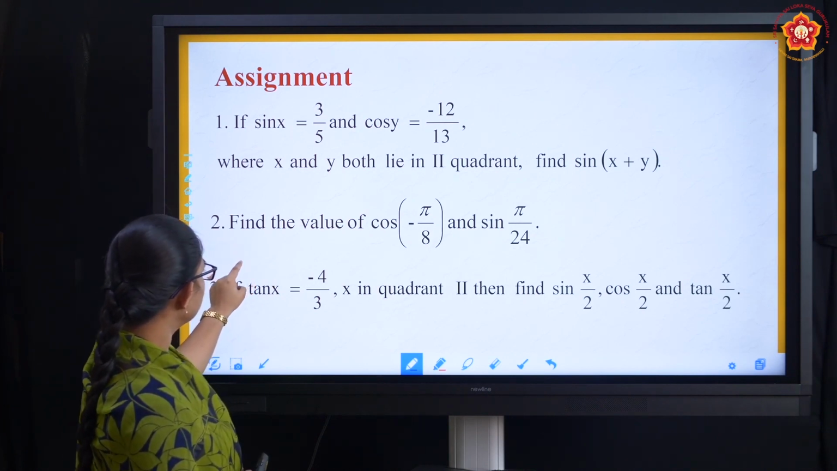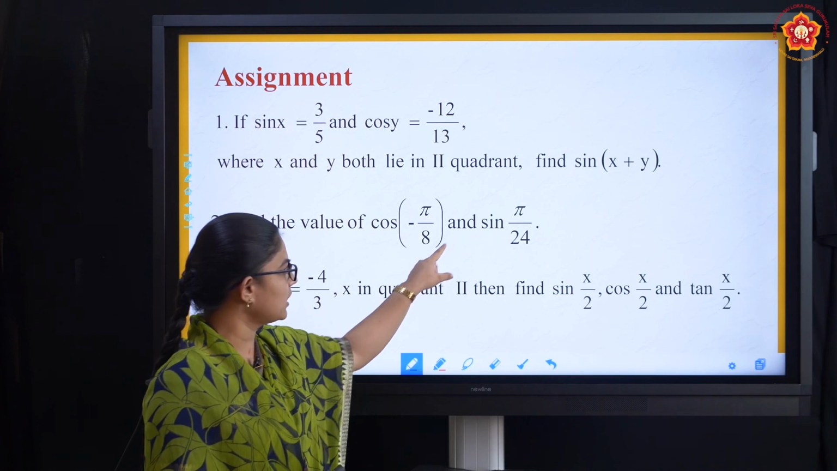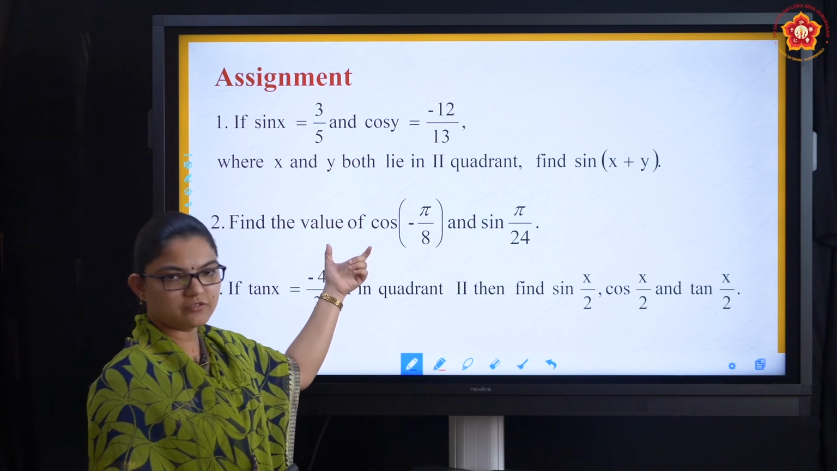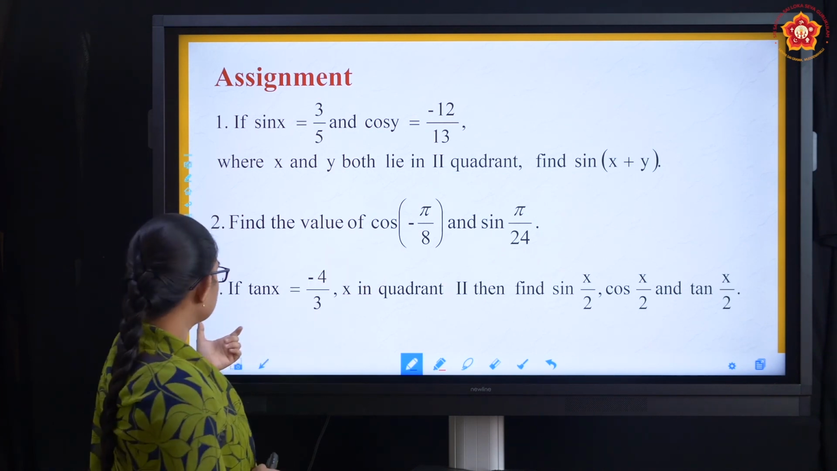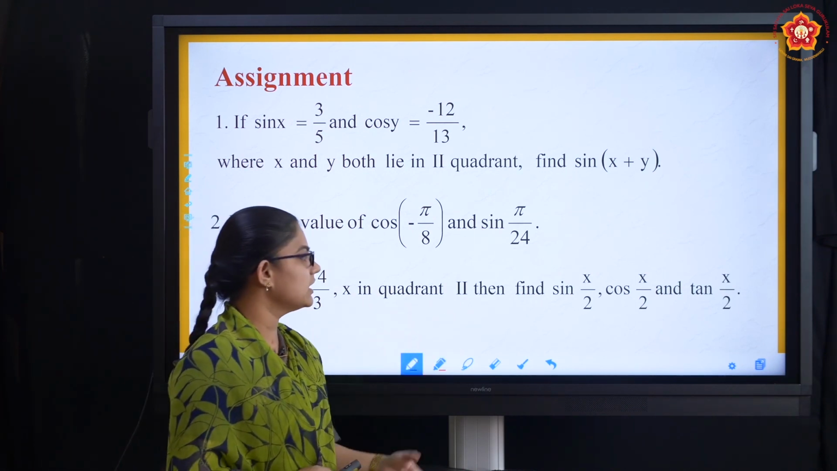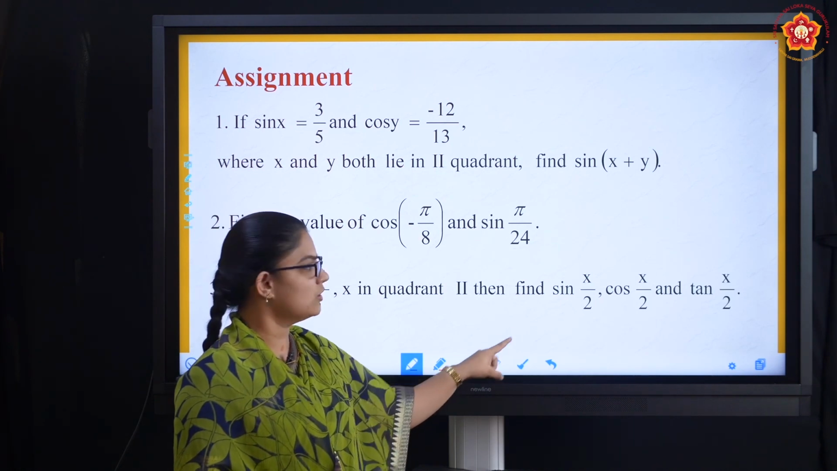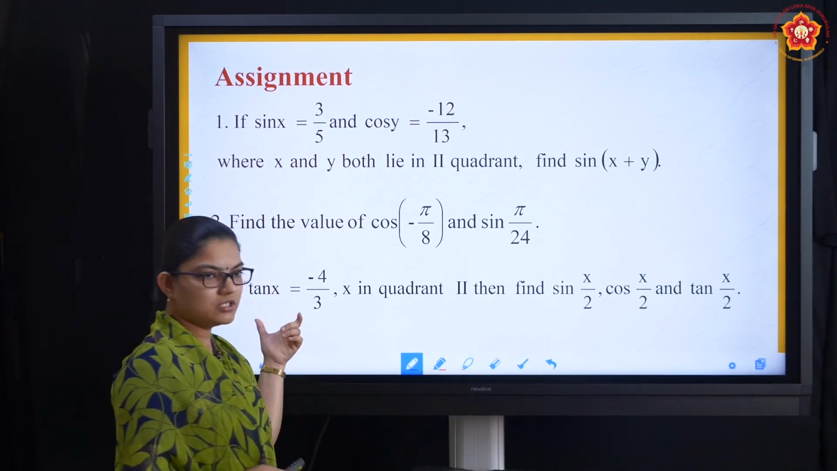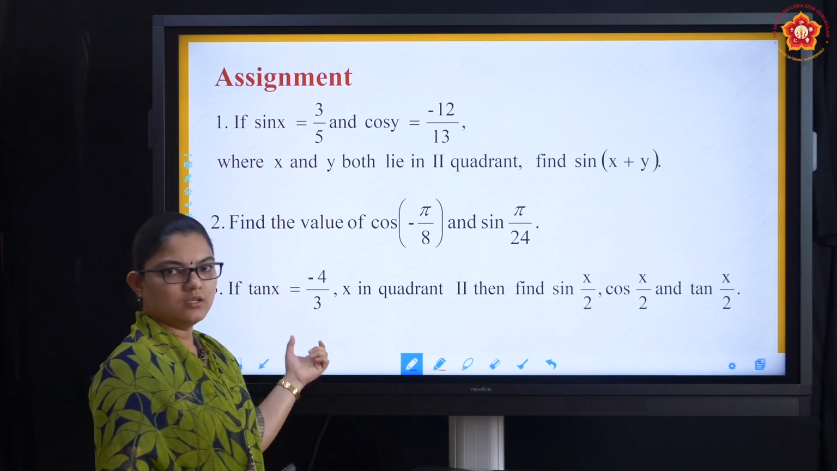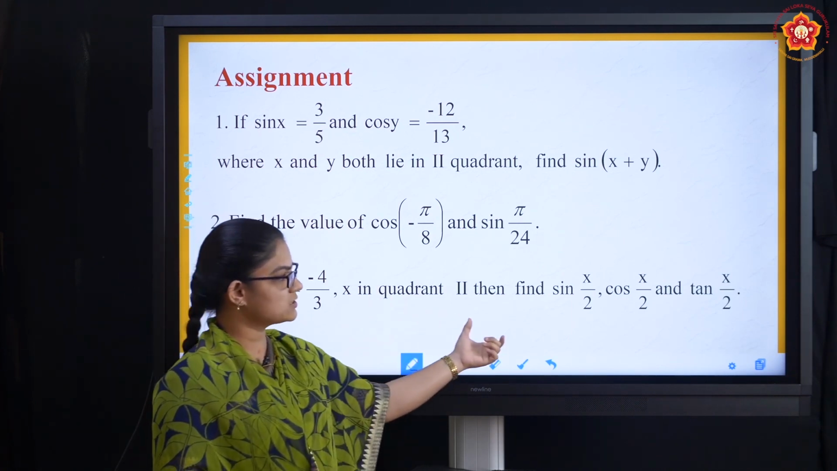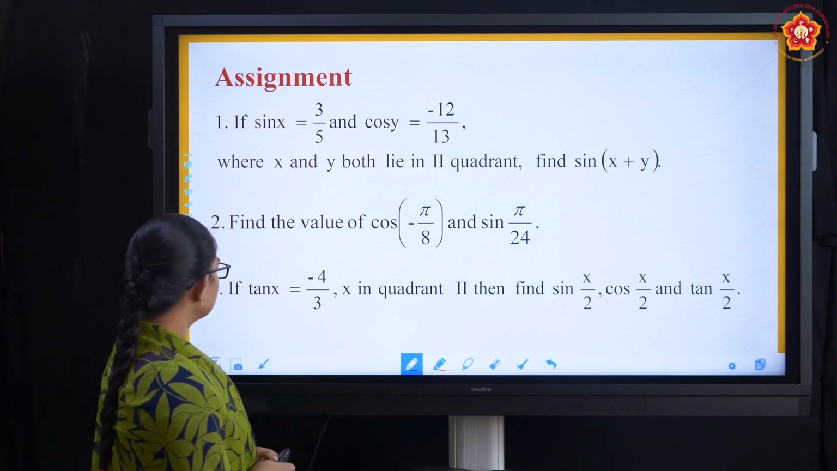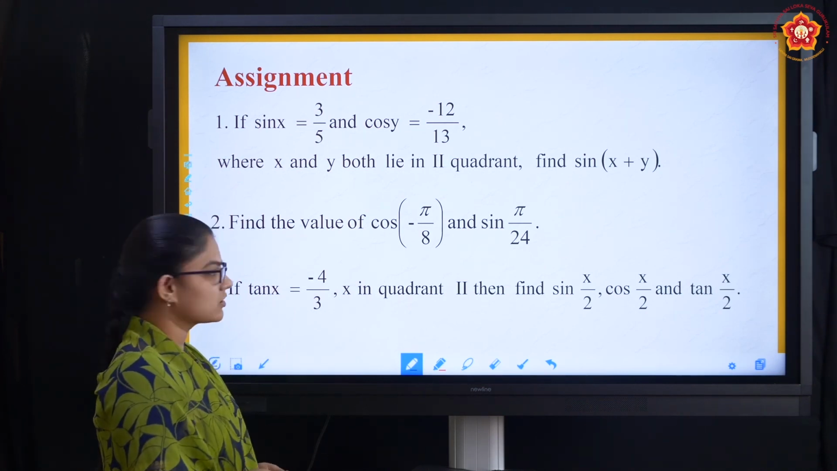Now the second problem: find the value of cos of minus pi by 8 and sin pi by 24. So perform the same procedure as how we have solved sin pi by 8. Next, if tan x is equal to minus 4 by 3, where x is in the second quadrant, then find sin x by 2, cos x by 2 and tan x by 2. Here tan is given, so we can find out secant and find out the reciprocal. So we get cos, then you find out sin x by 2, cos x by 2 and tan x by 2, as we have performed for the problems we have solved in this particular session.